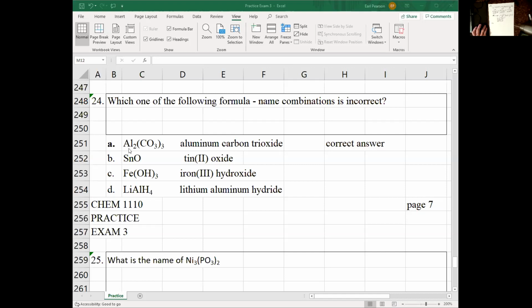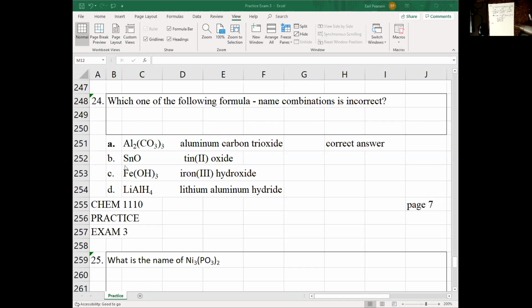Okay, so the first one: is this the way you would name this compound? I'm not going to look at this answer over here. I'm going to look at that and say it's aluminum something. This is carbonate. Aluminum doesn't need a Roman numeral. That's aluminum carbonate. It's not aluminum carbon trioxide. That one is not a correct answer. Since the question said which one is incorrect, I'm going to answer A right now and go on. That shows that the others are correct though.